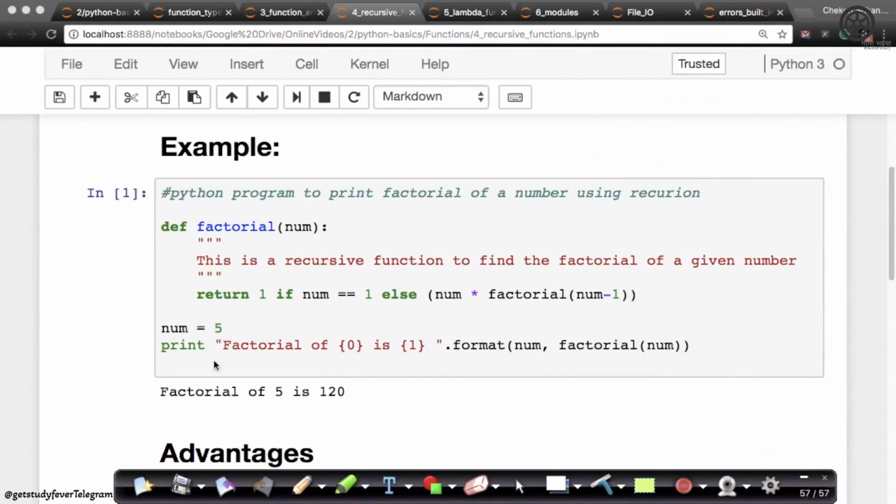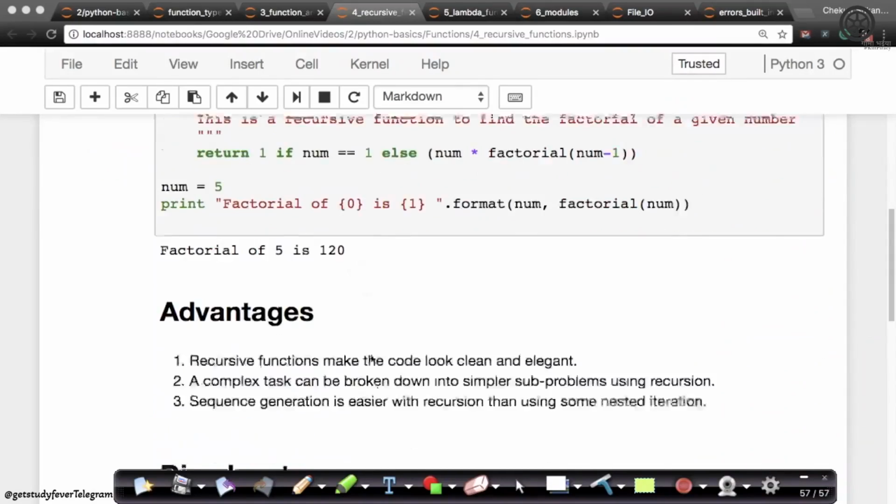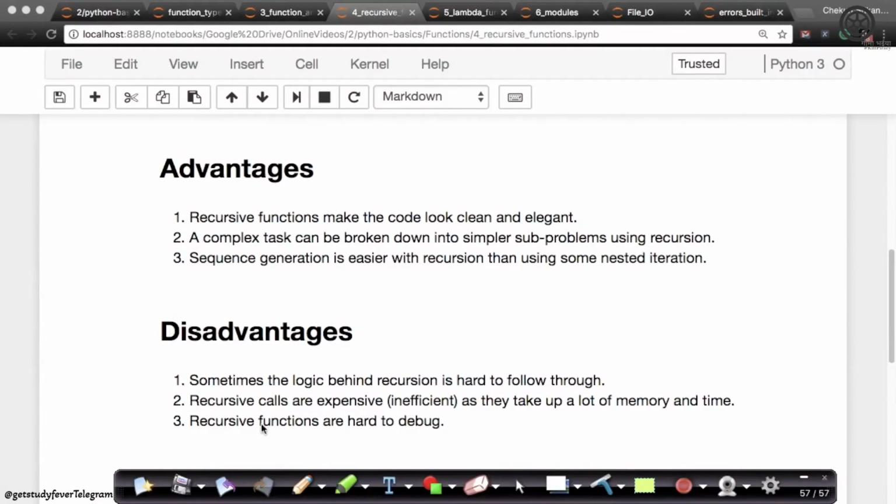Okay, now the good part is, what are the advantages and disadvantages of recursion? The biggest advantage is it makes the code look clean and elegant instead of writing for loops. If you have a complex task that can be broken down, if there is a recursive definition for any operation you're doing, for example, for factorial, there is both a recursive and a non-recursive definition. If a recursive definition exists, it makes code much more elegant, simple to implement.